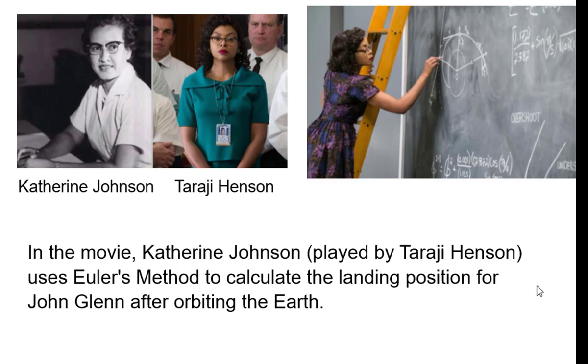One of the heroes in the movie is Katherine Johnson, who in real life has been one of the unsung heroes of the early NASA program, doing a lot of the real rocket science, the real challenging math of figuring out how to get astronauts into space and then return them safely to Earth. In the movie, Katherine Johnson is played by Taraji Henson, and she uses Euler's method to calculate the landing position for John Glenn after orbiting the Earth.